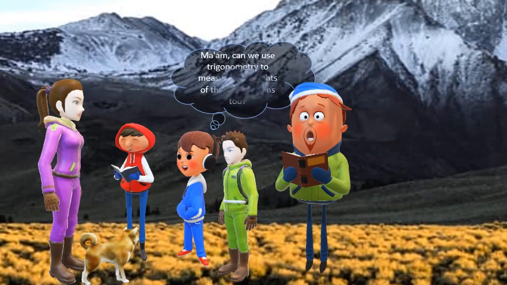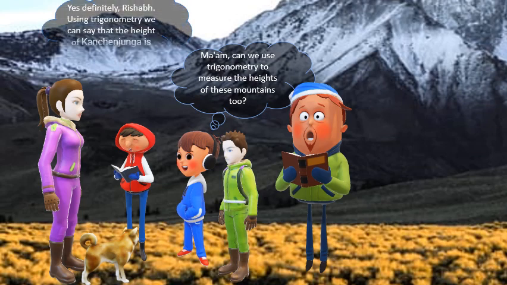Ma'am, can we use trigonometry to measure the height of these mountains too? Yes, definitely, Rishabh. Using trigonometry, we can say that the height of Kanchenjunga is 8,586 meters.